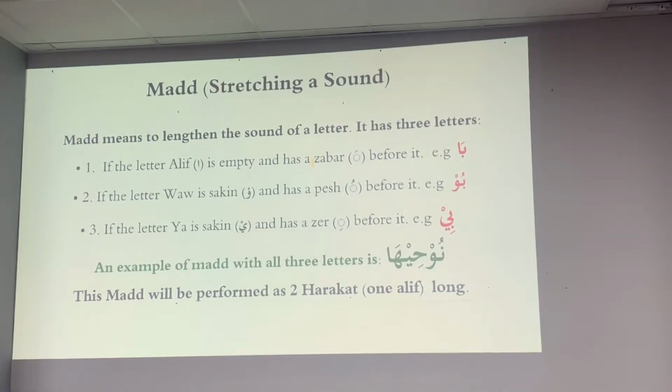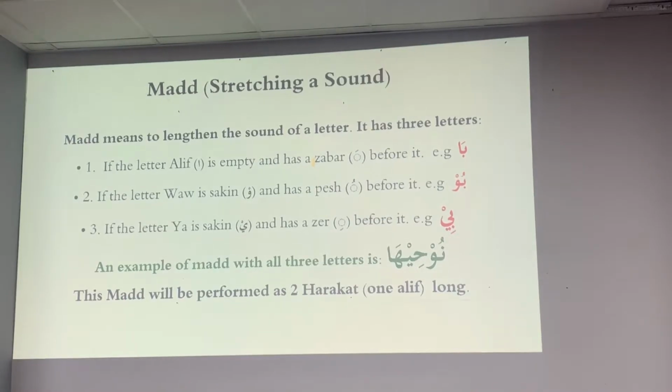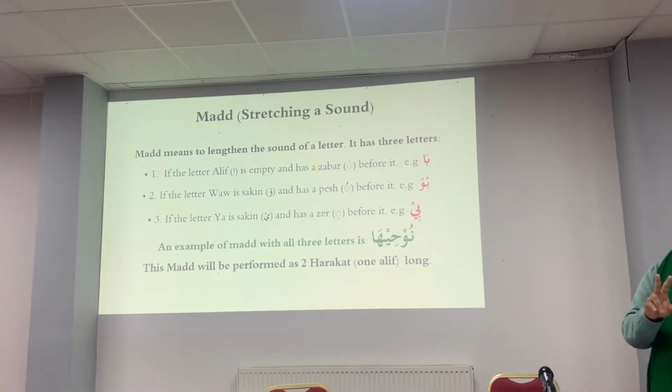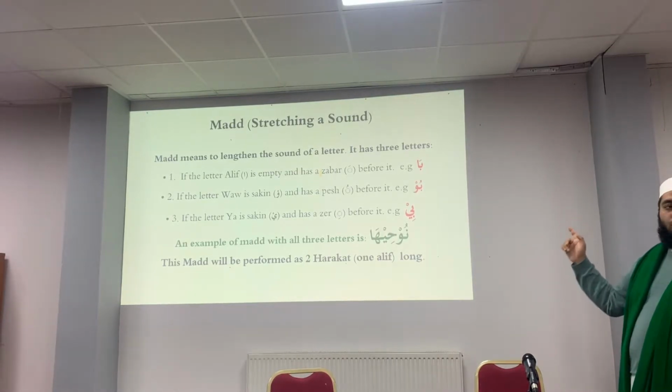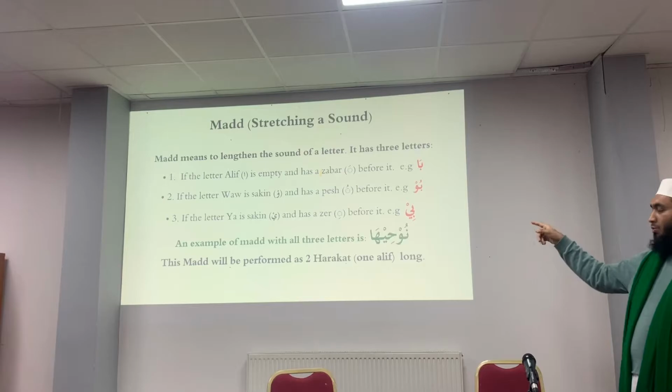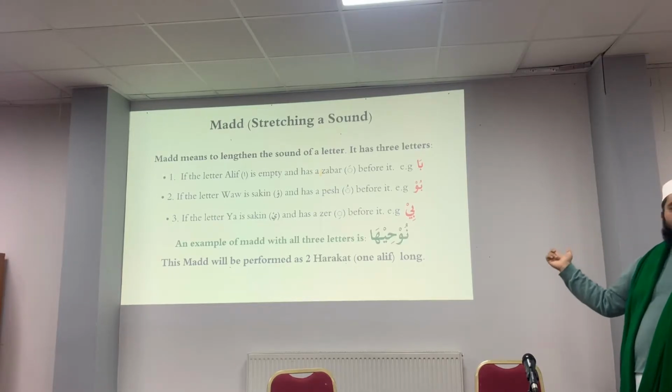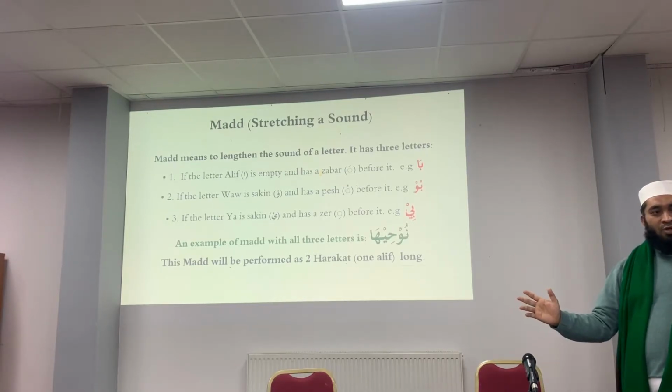The second letter of mad is waw. When waw is sakin and the letter before it has a pesh. Waw is sakin, the letter before it has a pesh. Example: boo. You can see waw is sakin, the letter before it has a pesh. So you need to make it longer here.